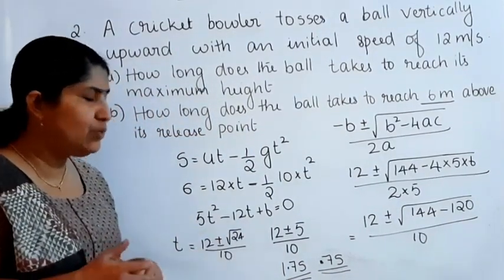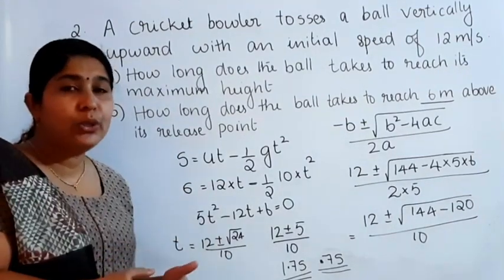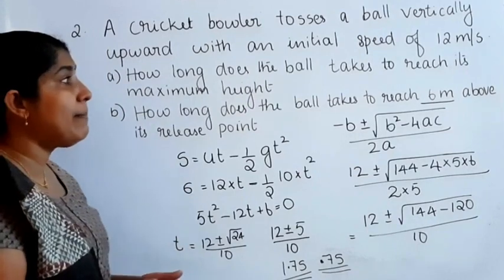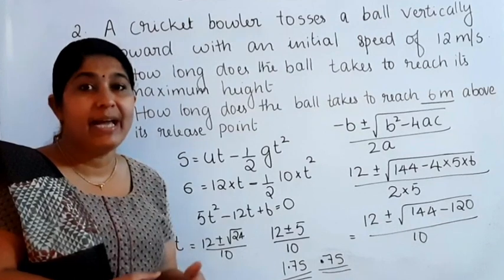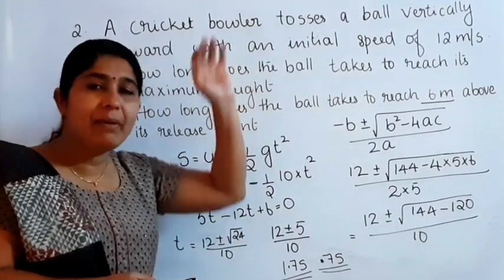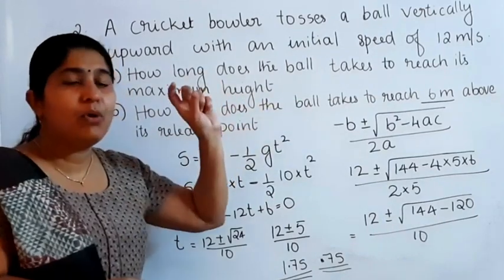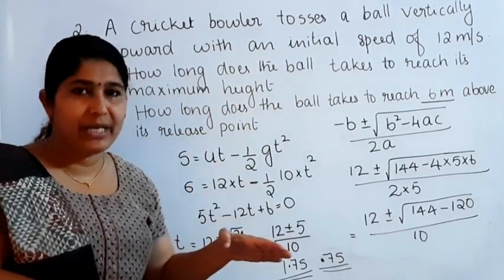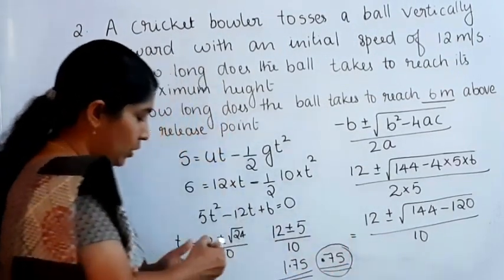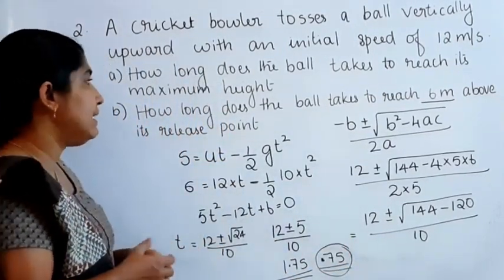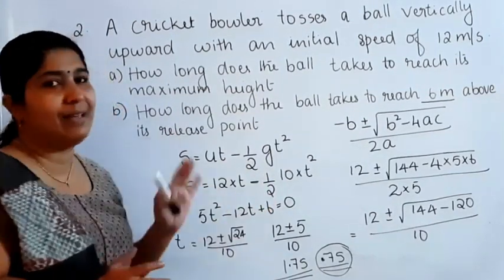From these two values, which one is taken as the answer? We already know that the time taken to reach the maximum height is equal to 1.2 seconds. So the time taken to reach 6 meter above is less than 1.2 seconds. So our option is 0.7 second. 0.7 second is the time taken by the ball to reach 6 meter above the releasing point.